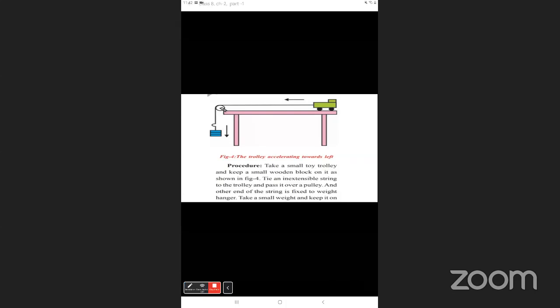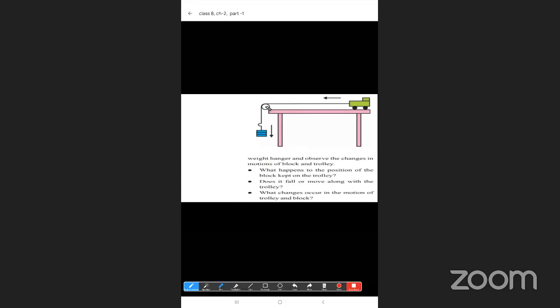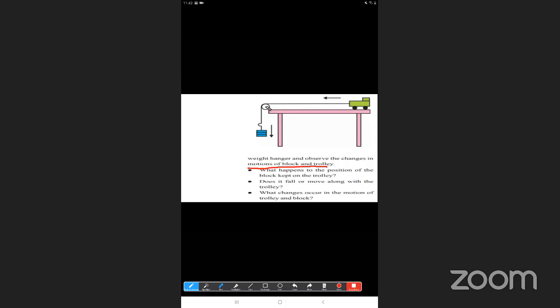And observe the changes in motion of block and trolley. This is a block and this is a trolley. We are keeping one weight here on this string. Now we have to observe the changes in motion of block and trolley. So here, what happens to the position of the block kept on the trolley?